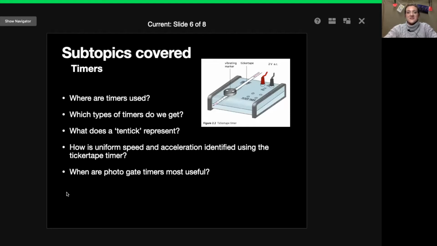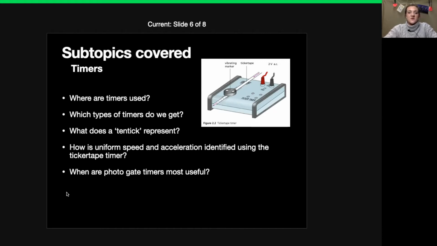Next, we have the various types of timers. So where are timers used? Timers are used in laboratories to measure how objects move, how fast they move, and the time it takes them to start moving. So timers are usually used in laboratories.